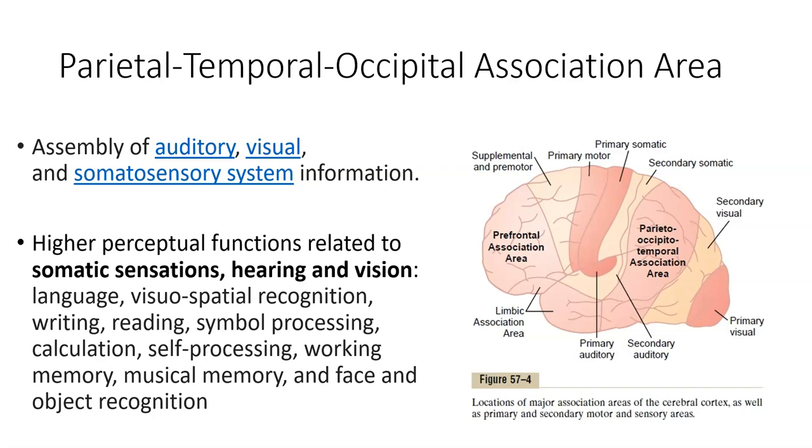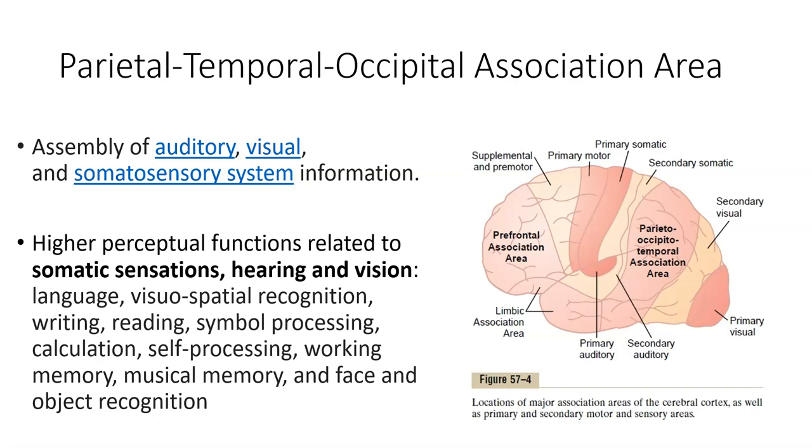So next we are going to learn about the parietal, temporal and occipital association area. And this area, as the name suggests, combines information from all these lobes: the parietal, occipital and temporal lobes. And again, it leads to fluent functioning of our daily actions. So these are higher perceptual functions related to somatic sensations, hearing, as well as vision. And it helps with reading, symbol processing, calculation, self-processing, working memory, musical memory, face and object recognition.